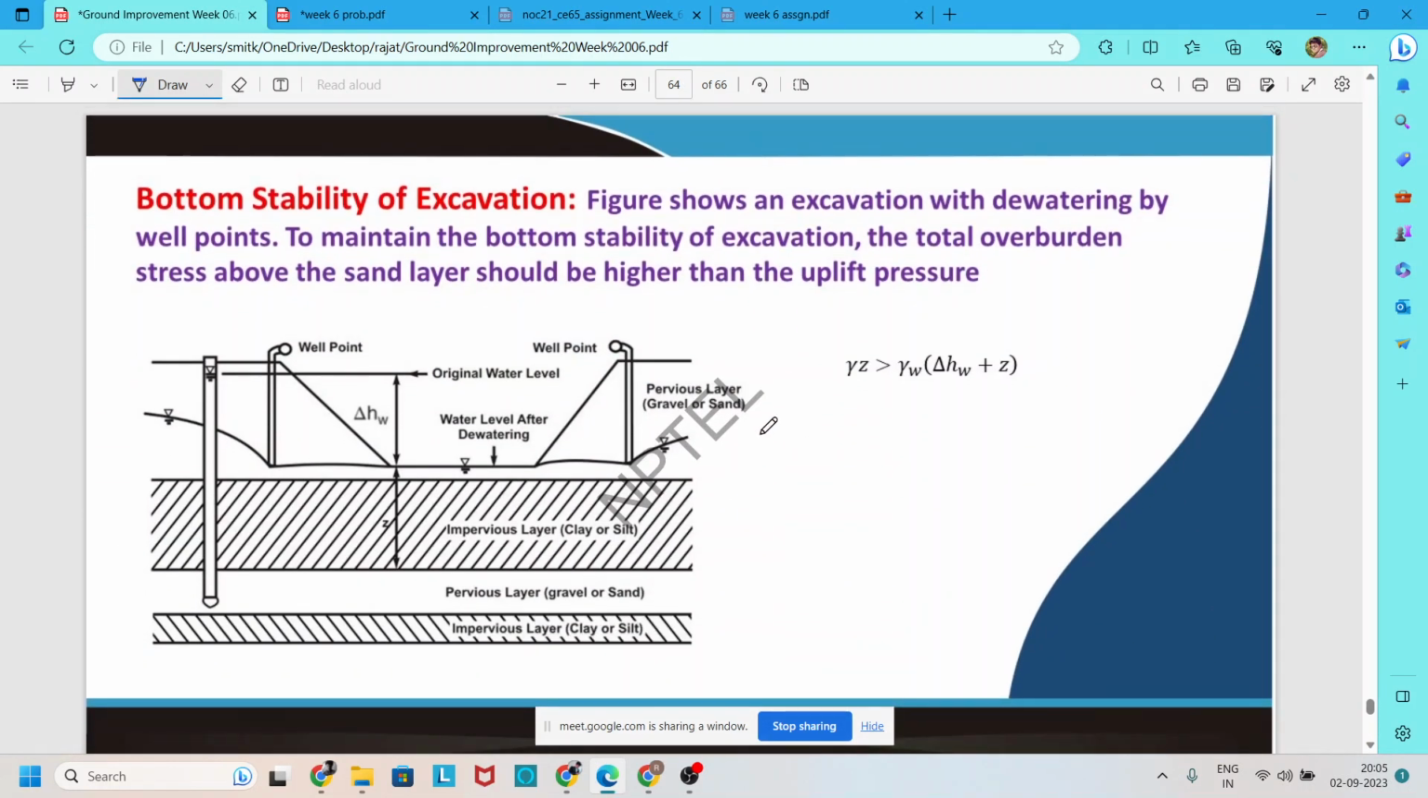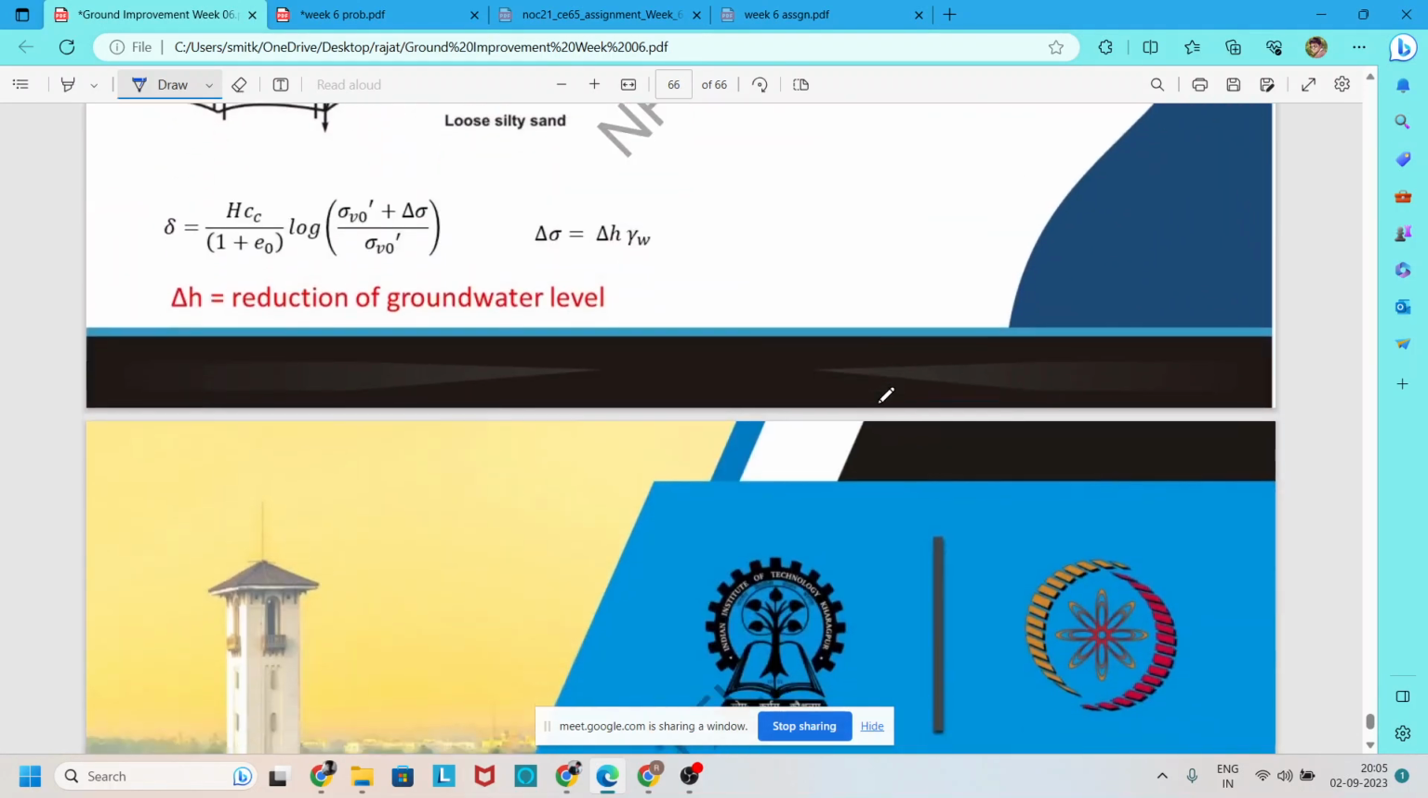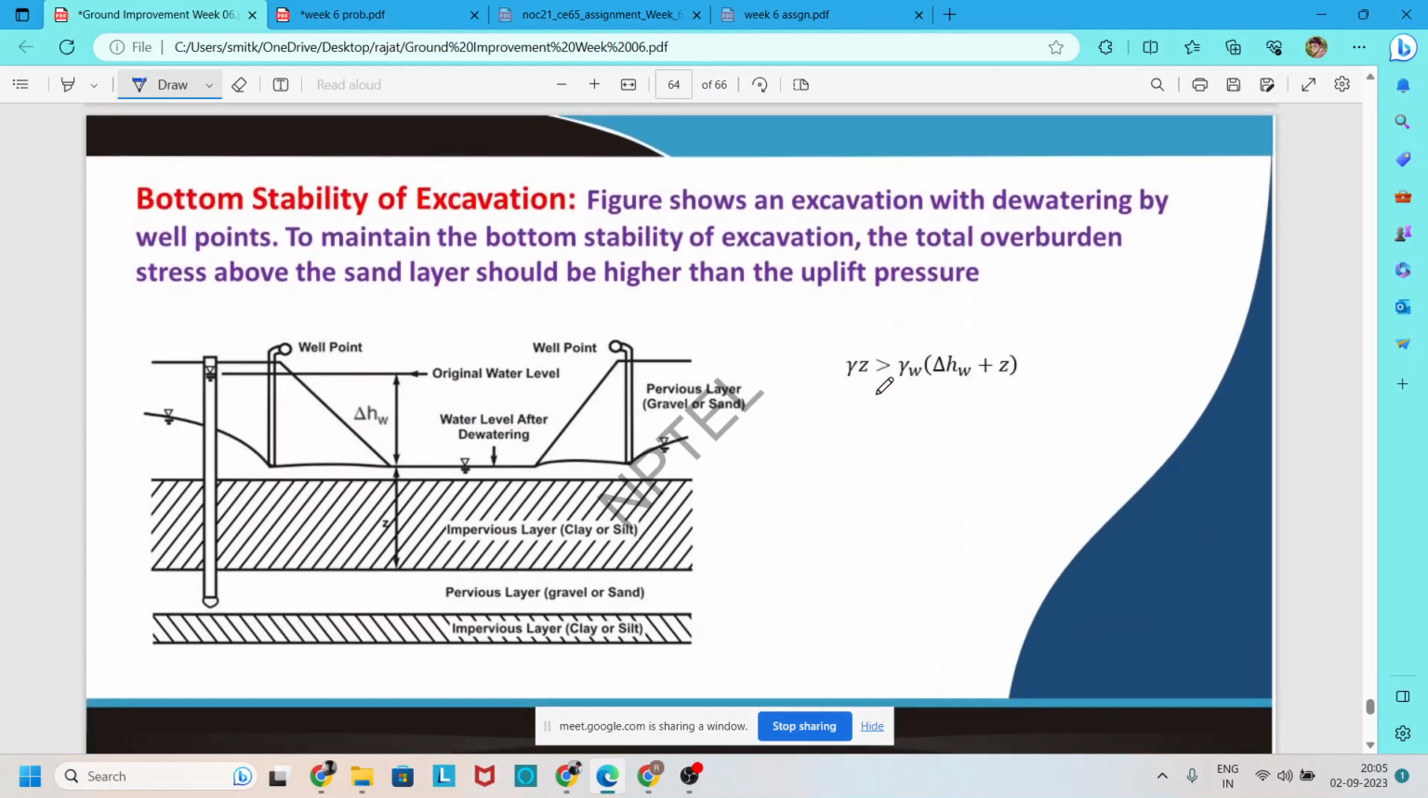Now the next aspect, which is the last one, is given here. Here it is given that we maintain the stability during the dewatering. To maintain the stability, we need to remember that the overburden pressure of this excavation should be greater than the uplift pressure of the soil. Uplift pressure is coming from the water table depth. If the water table depth is high, high uplift pressure is created. So due to the uplift pressure, the bottom of the excavation is burst or damaged.